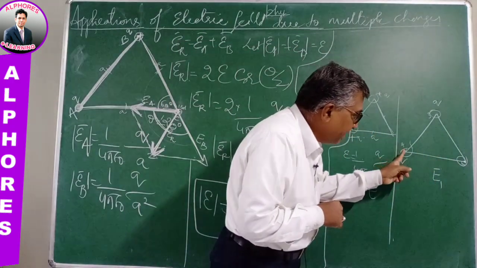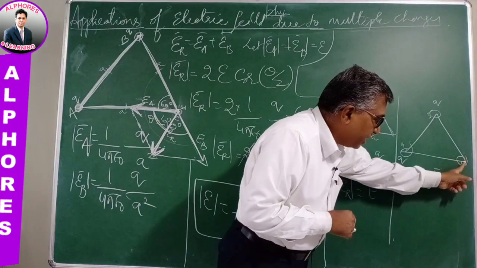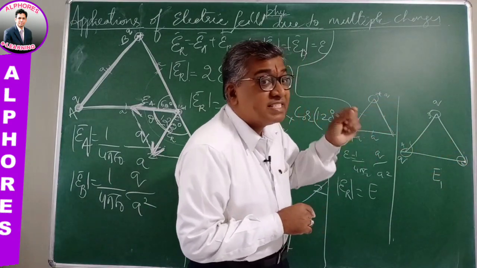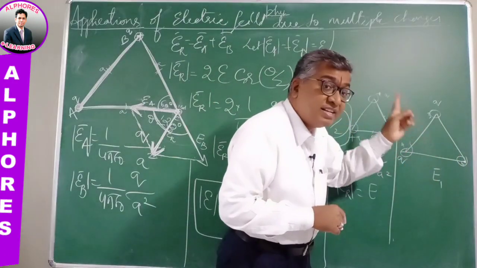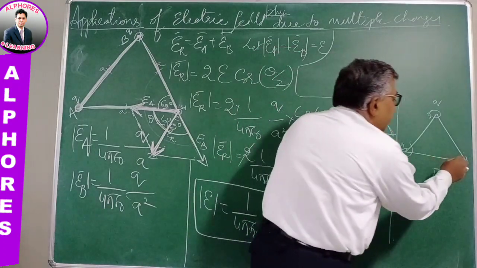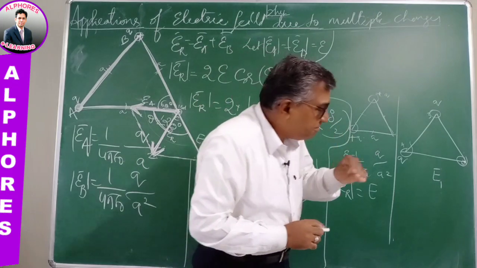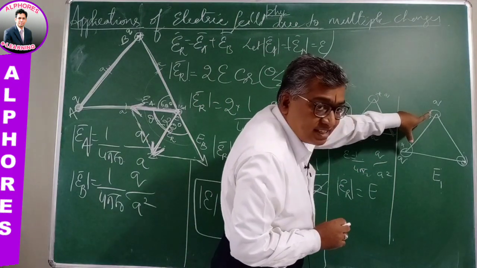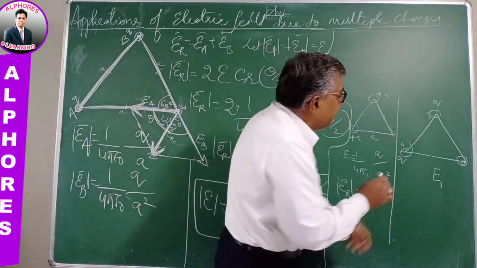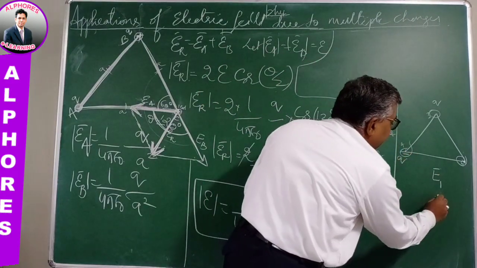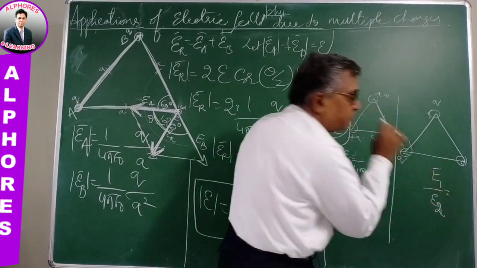First, if all are of the same magnitude and like charges, then the electric field at any vertex is E1. The question continues. If any of the other two charges, at the other two vertices other than the point where the electric field is considered, is unlike, then the electric field is E2. Then what is the ratio of E1 and E2?